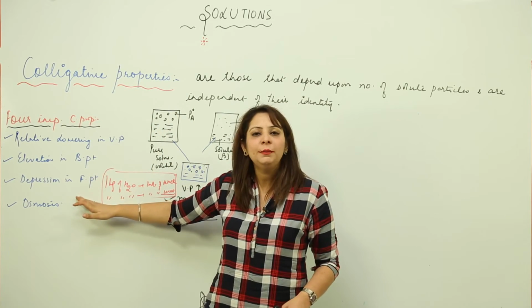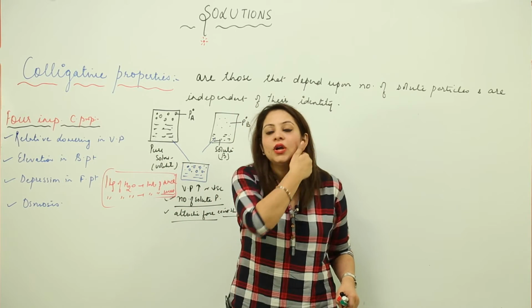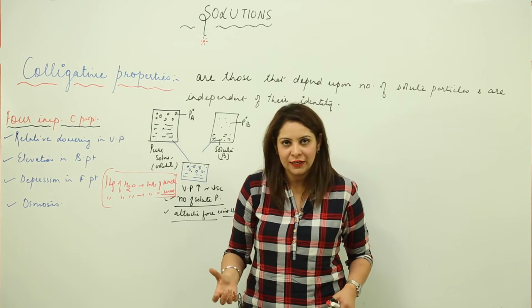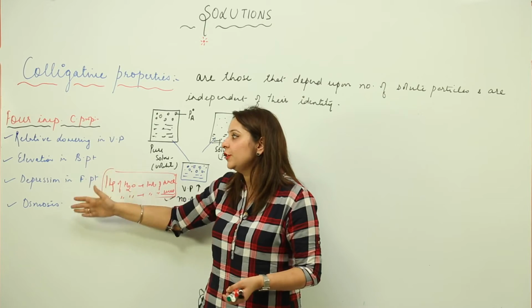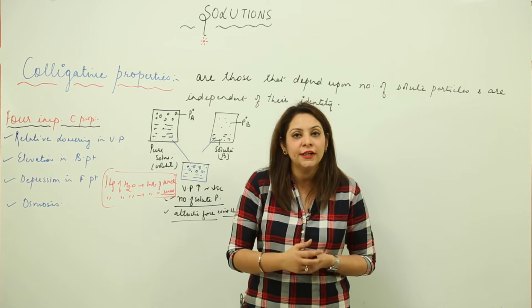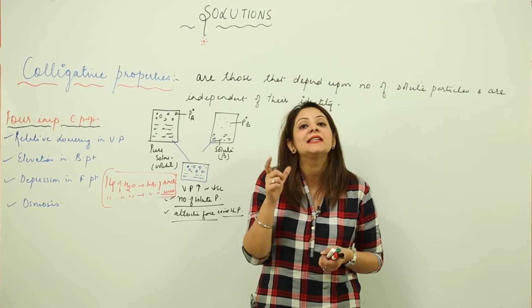Depression in freezing point means the freezing point is falling, and osmosis we will be discussing. As you all know, osmosis is the movement of solvent particles from higher concentration to lower concentration. Now we will be taking into consideration all those four properties, and I will make you realize that yes, they are colligative properties. They depend upon the number of solute particles, irrespective of the identity of the solute.